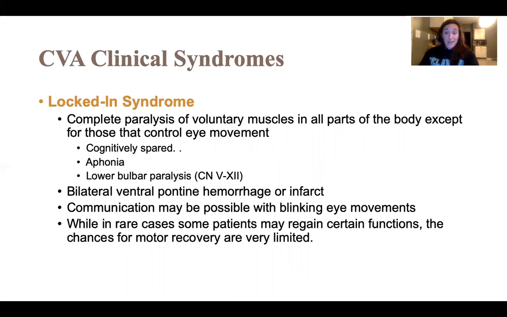Typically the only eye movement that is preserved is up and down. Cranial nerve 6 does tend to get knocked out, so we do lose lateral motion of our eyes, but up and down are preserved. And these guys are completely paralyzed otherwise. The other crazy part about this is that they are usually, at least to a large degree, cognitively intact. It's hard to test for because they are aphonic. They cannot talk. They cannot close their mouth. The only way that they communicate is through eye blinking or eye movements.